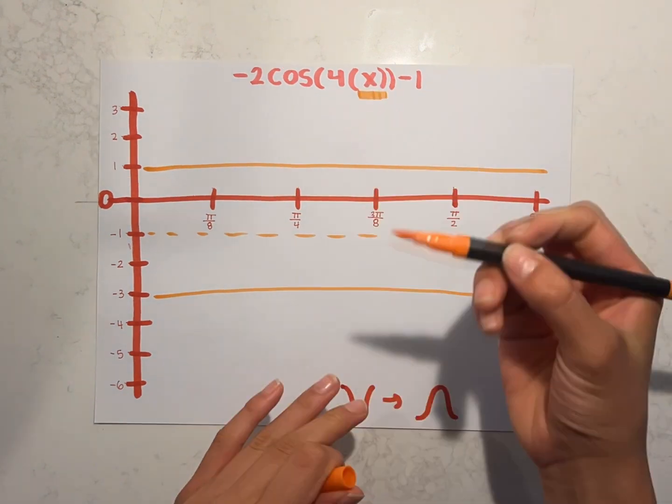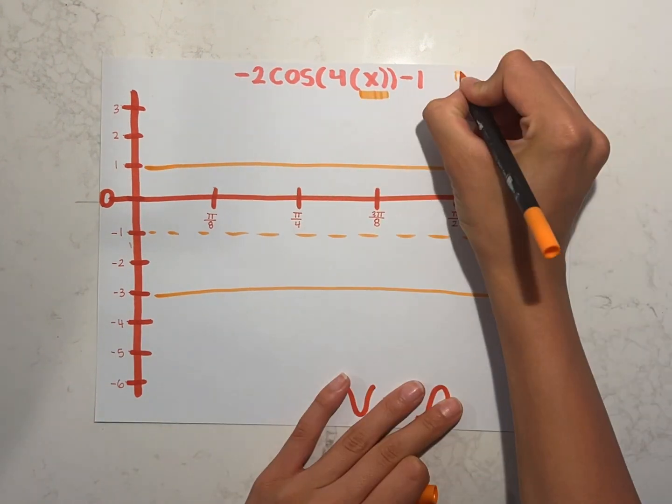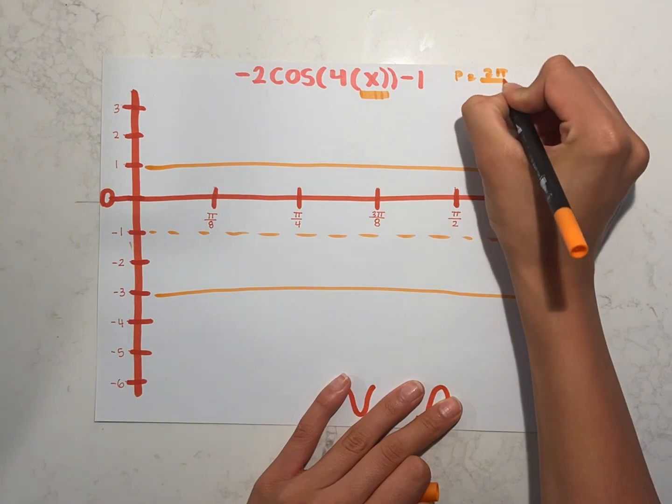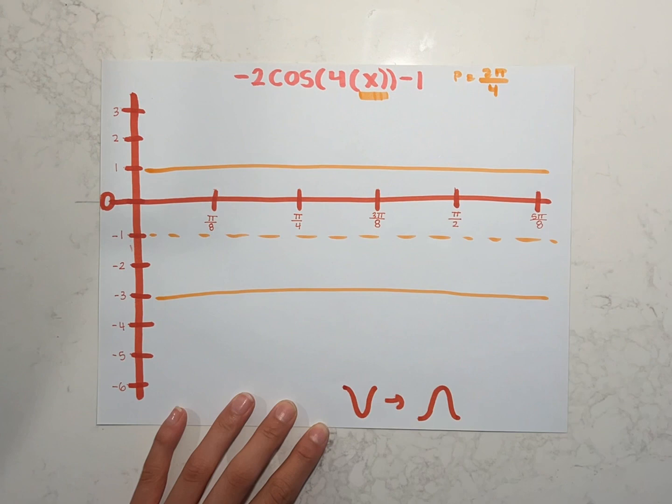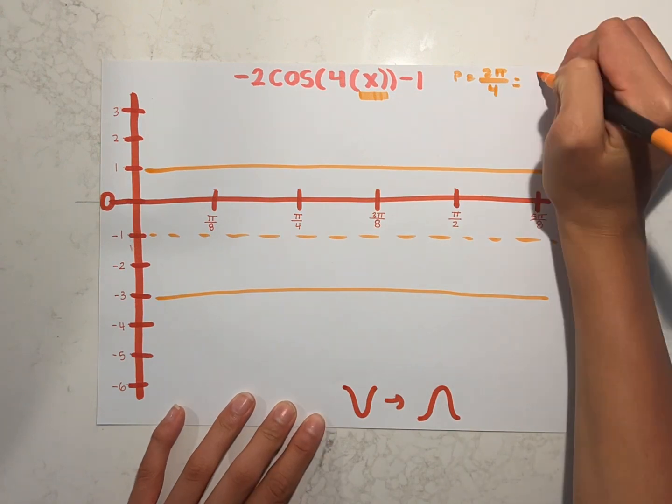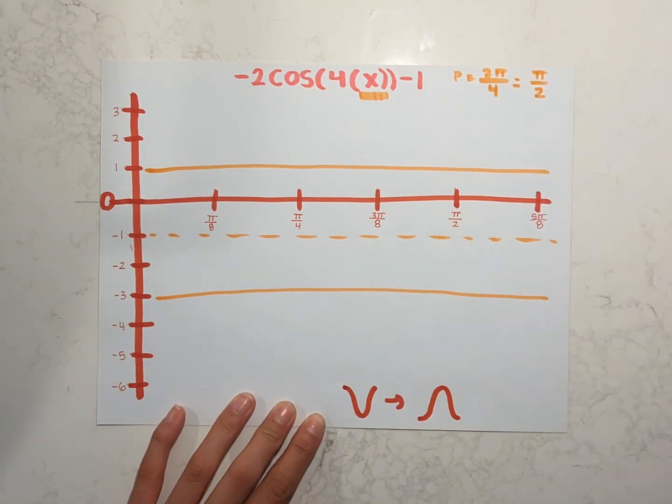Next, we are going to make sure and double check that we have no phase shifts. So then from there, we're going to find our period by using the equation 2 pi over b. And in this case, b is 4, leaving us with a period of pi over 2.